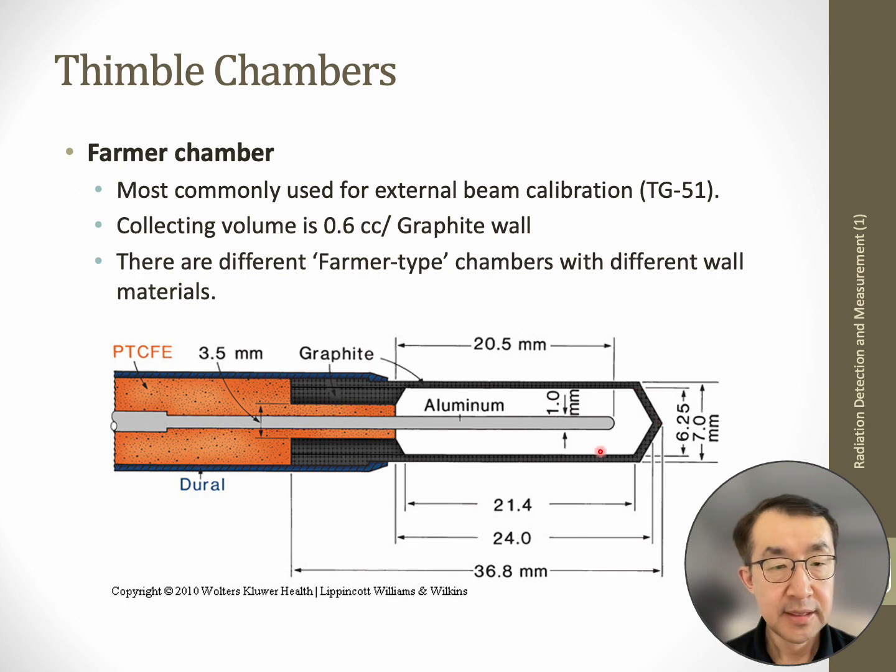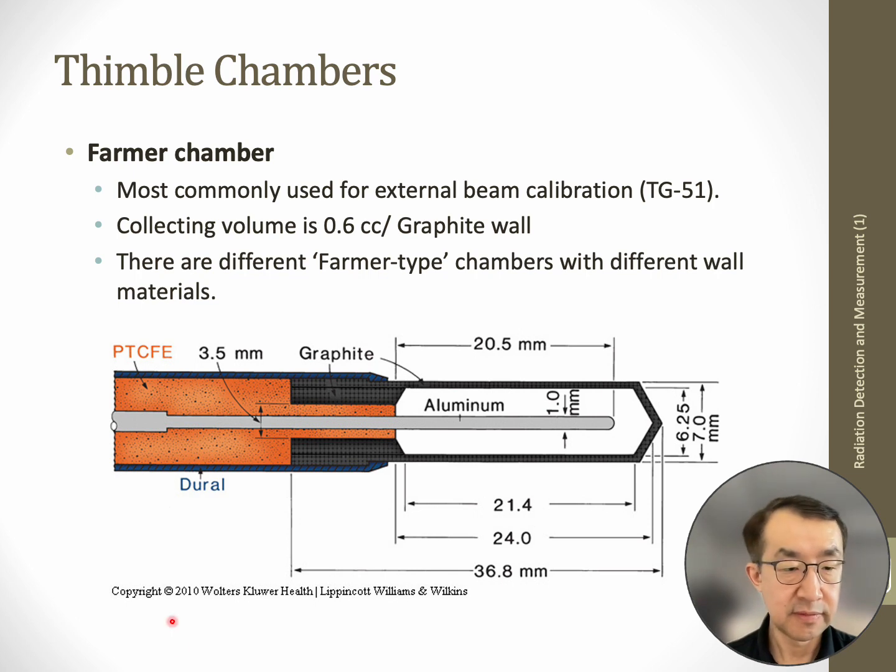Okay, so there are different variations of this Farmer chamber. We call it Farmer type chamber. Graphite, you have to be careful not to break it. So there's a plastic version of this Farmer chamber that has similar characteristics. The active volume of 0.6 cc is the same, and the internal is very similar, right? You have a central electrode, and then a graphite wall, and the charge will be collected based on the bias applied, and then it serves as an insulator.